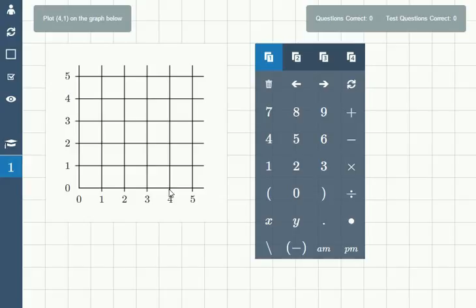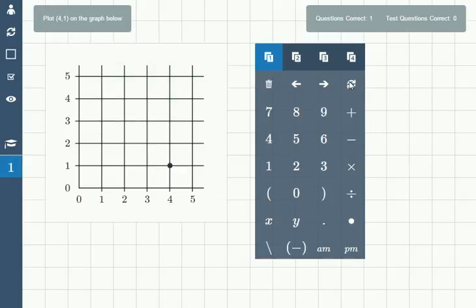So if we go to 4 on the x-axis and then go up until we hit 1 on the y-axis, we can see the intersection of those two lines tells us where to put our point. So the point symbol on the floating menu is over here. It's this one, the big dot. And so if we drag that to the intersection of the 4 and the 1, that'll complete the question.